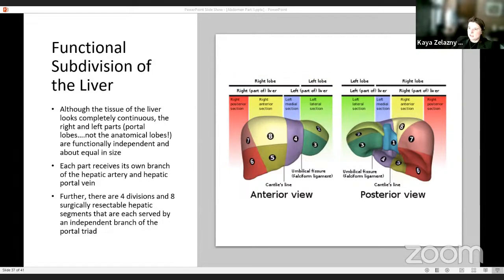And then you can see that we divide multiple times until we get down to those 8 surgically resectable hepatic segments. And they're resectable, right? Like you can take them out independently because they each have an independent branch of the portal triad, right? So they have their own branch for arteries, veins, and for bile, essentially. Okay, so those are, I think, practically more important than the anatomical lobes, although of course this is an anatomy class, so don't ignore the anatomical lobes.